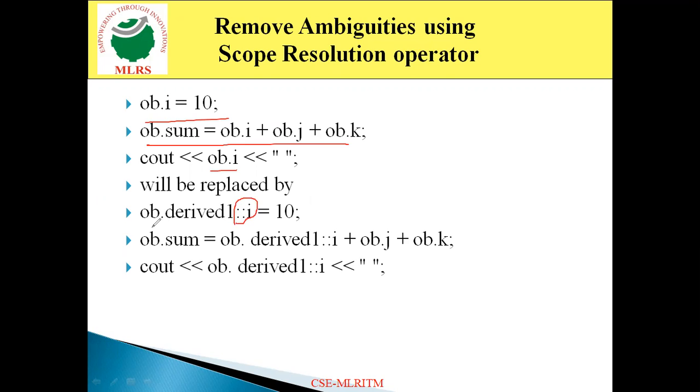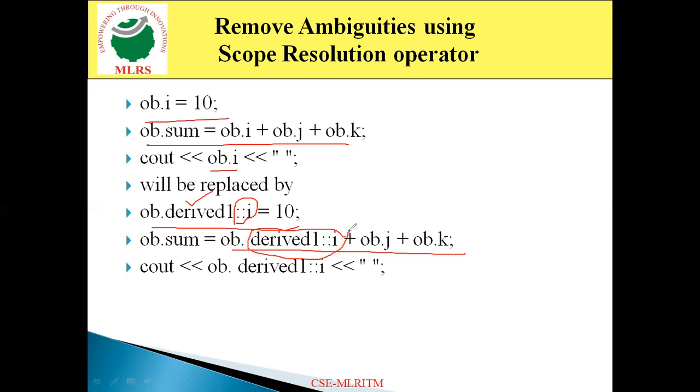Now look at this. ob.derived 1 scope i is equal to 10. That indicates I am going to allocate the value 10 to the i variable which is there in the derived 1 class. Similarly here also, when I perform the addition of i, j, k values, I am taking the i value from derived 1 class, not derived 2 class.